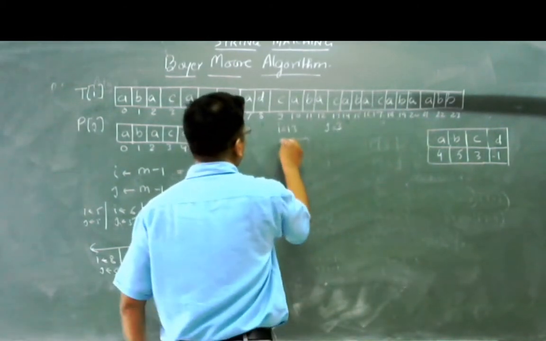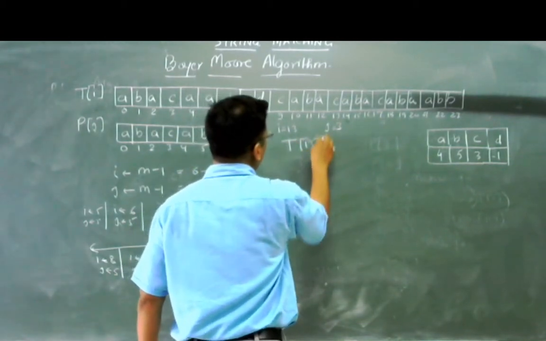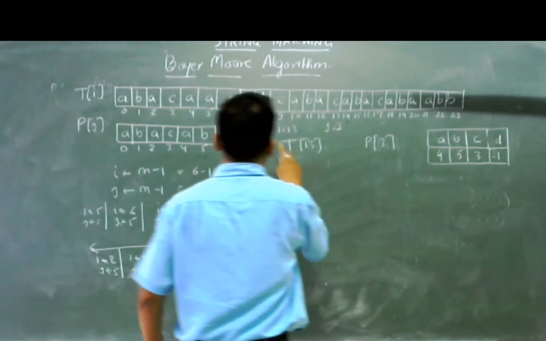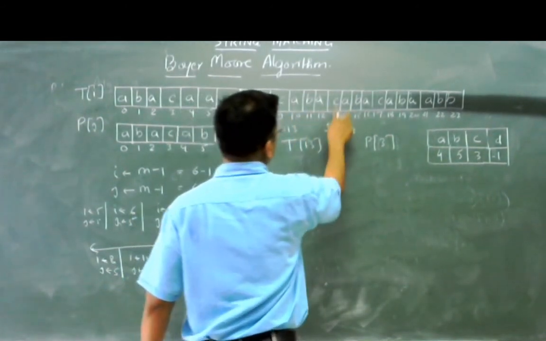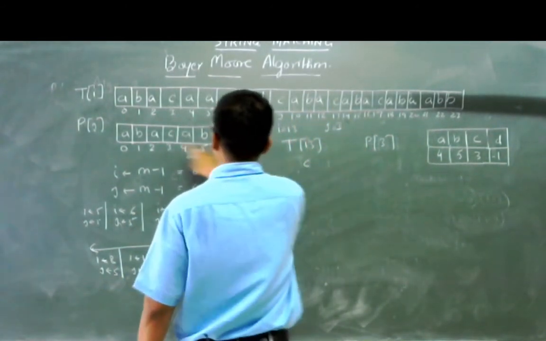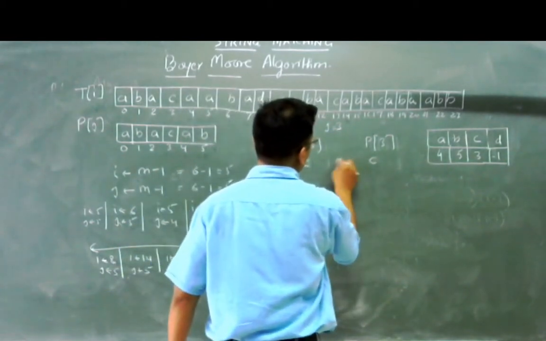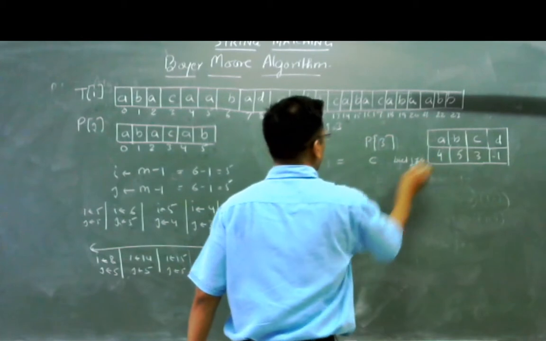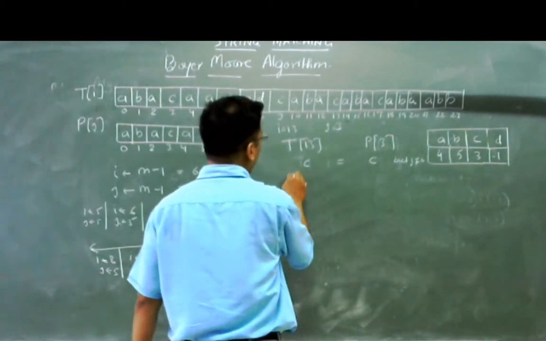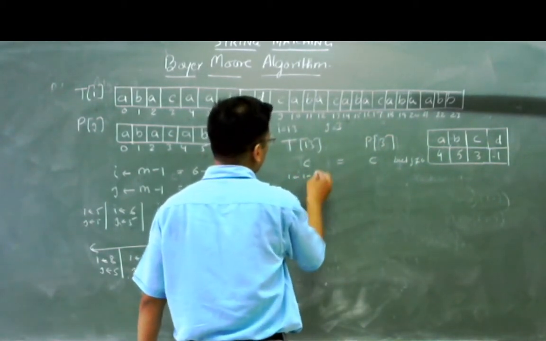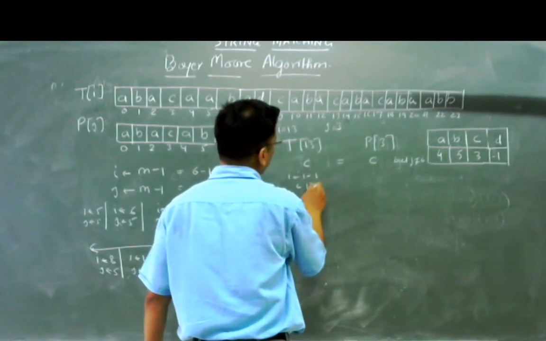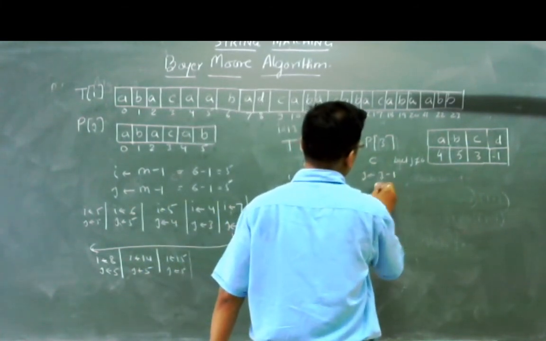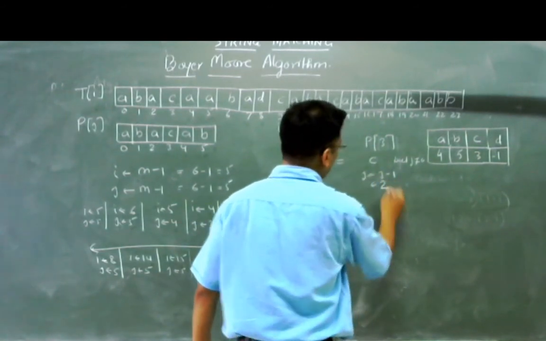For T13 and P3, T13 is equal to C and P3 is equal to C. Both are equal, but j is not equal to 0. So what we shall do: i is equal to i minus 1, which means 13 minus 1, 12, and j would be equal to j minus 1, equals 3 minus 1, 2.